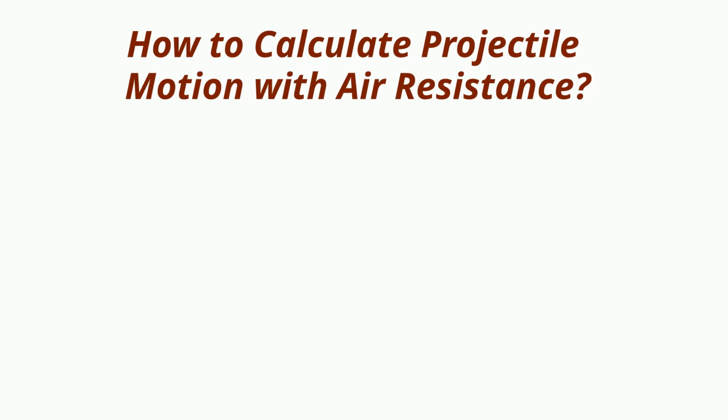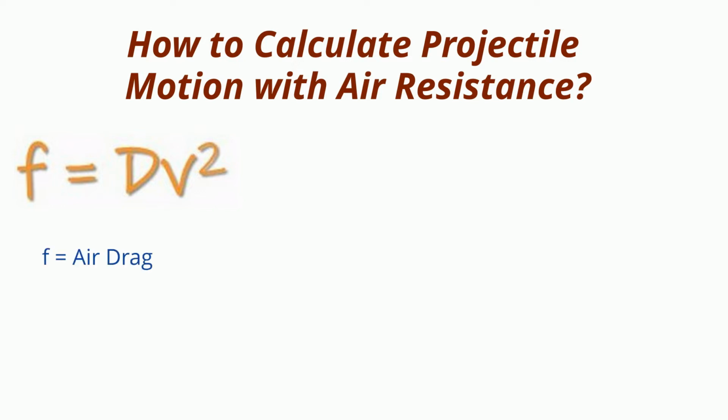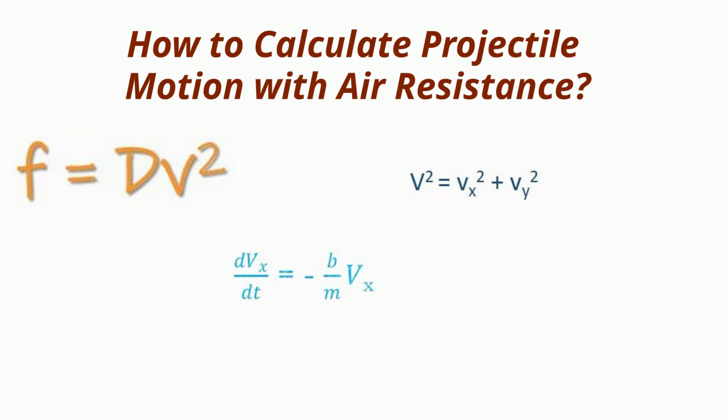The magnitude F of the air drag force is approximately proportional to the square of the projectile speed relative to the air, and the equation for it is given as F equals d v squared, where F is the magnitude of air drag, and d is a constant which depends on the intensity of the air. According to Newton's second law, the equations for both the horizontal and vertical coordinates become something like this, where Vx is the horizontal velocity and m is the mass of the object.